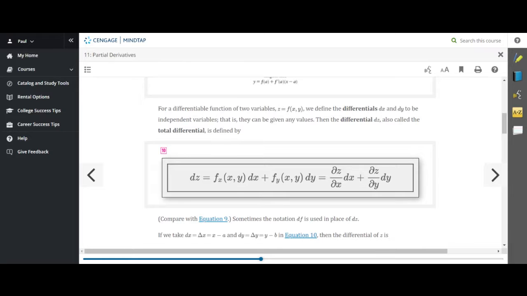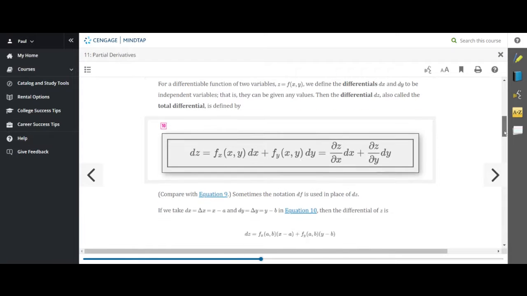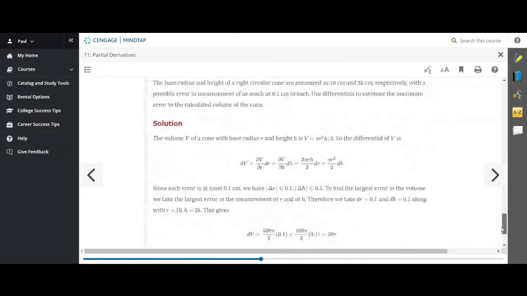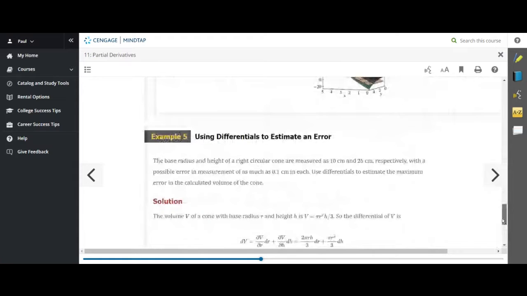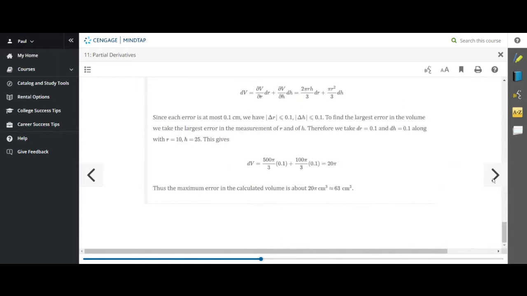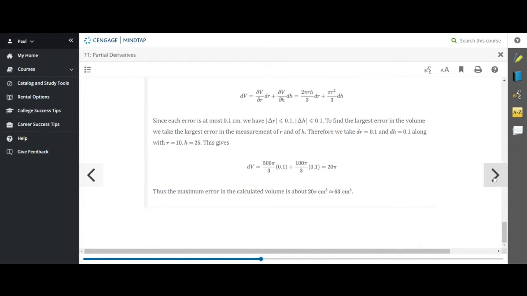I want to move on here. Try to give you a little time to work on section 11.4. So let's move on. Using differentials to estimate an error, that's example 5. All right, but let's move on here.